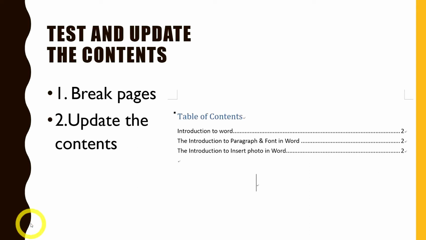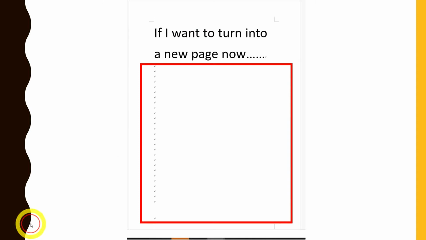Objective 3. There are 2 main points for testing and updating the contents. One is how to break pages, and the other is to update the content. Usually, when you want to turn into a new page, you press Enter on your keyboard continuously. But this action will make your hands feel very sore if you still have many blank spaces like this. So here comes a way to solve the problem. We call it break pages.